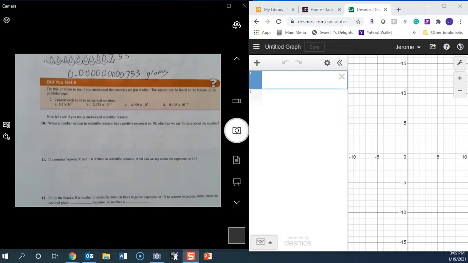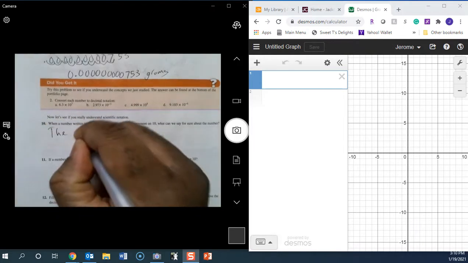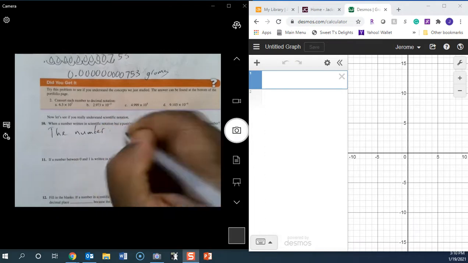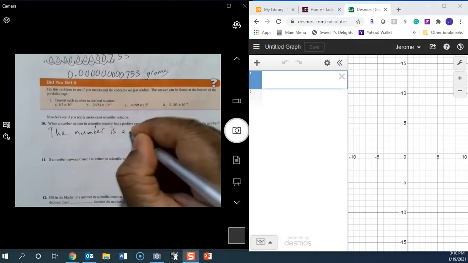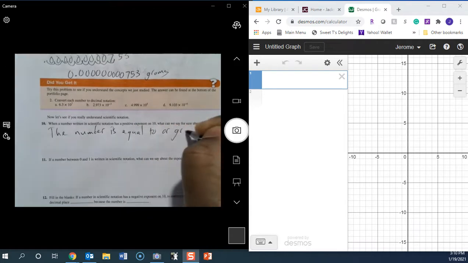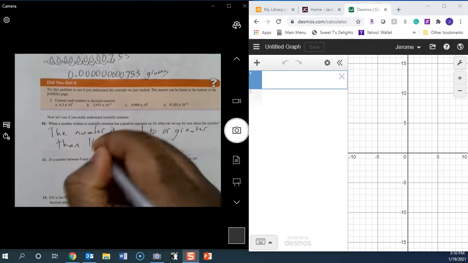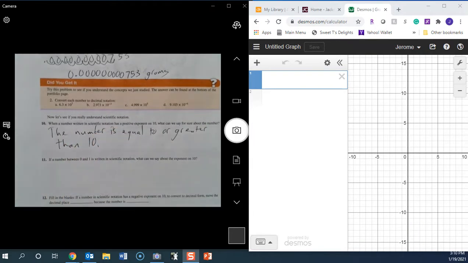Now we come down to problem number 10. It says when a number written in scientific notation has a positive exponent on 10, what can we say for sure about the number? The number is equal to or greater than 10.